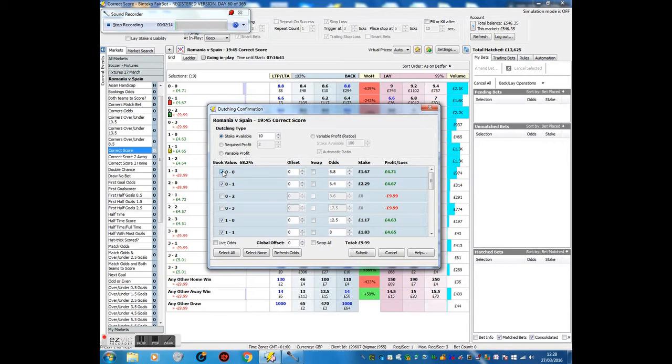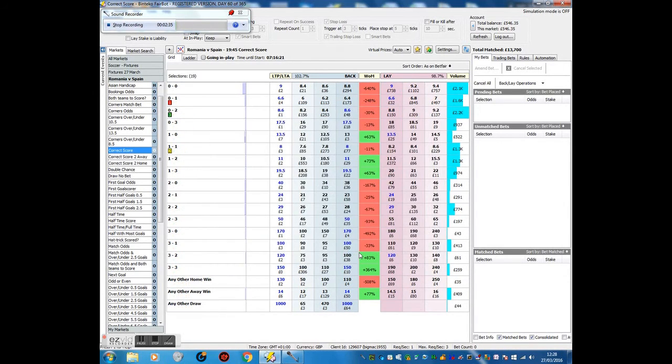Now the reason I didn't do the nil-nil, if you notice this 759 here is a profit. If you do the nil-nil, that takes it down to 471. Big difference. Where we can lay the over 0.5 goals for £1.30, which would leave us a much better profit margin, as you can see. So that's the way I do it. As I say, I am going to play this market tonight, although it's not on the spreadsheet.